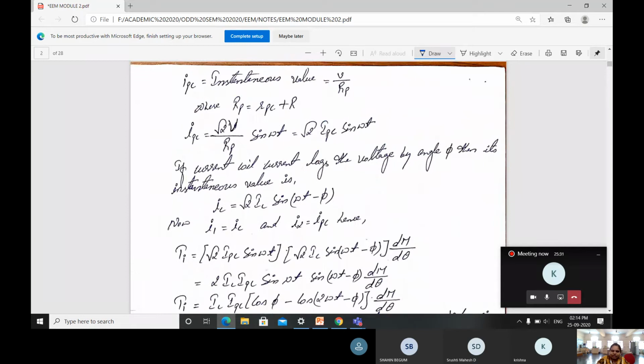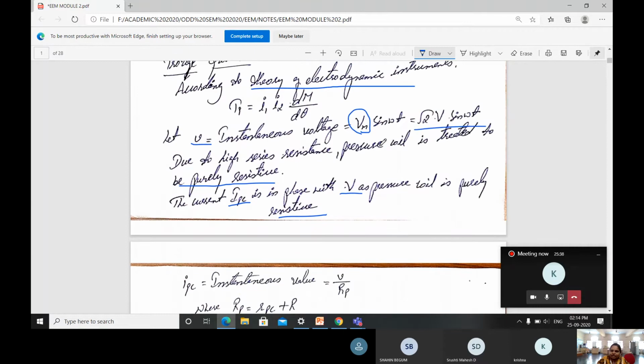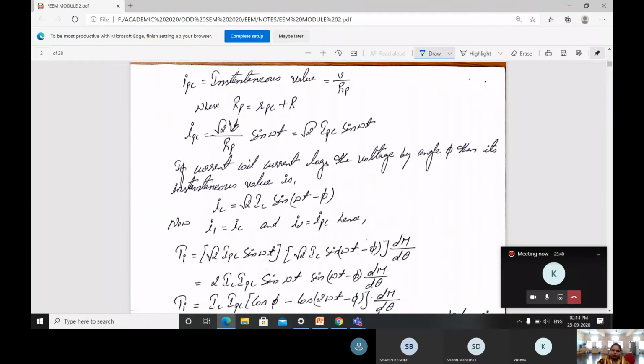Then for ipc, instead of v, I can substitute and write square root of 2 into V divided by Rp, sin omega t. Here capital V divided by Rp I can write as IPC. So small ipc is capital IPC sin omega t, with the square root of 2 included.